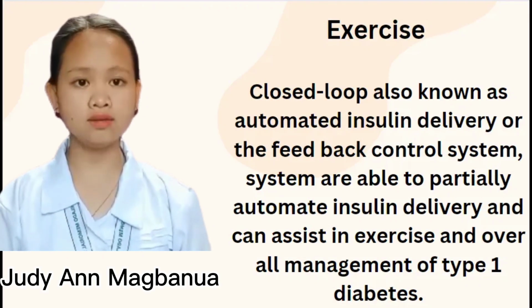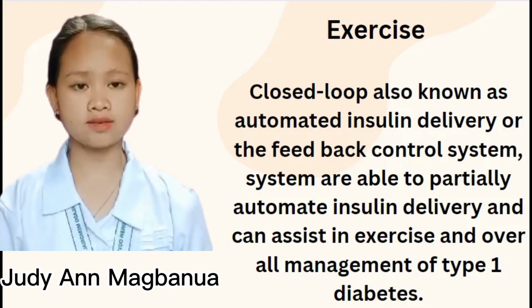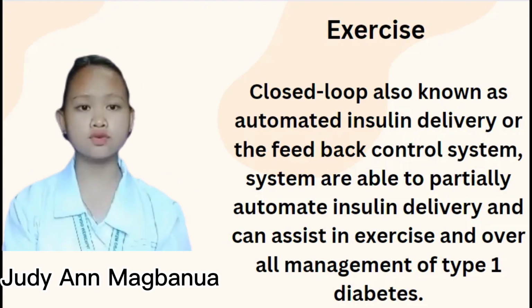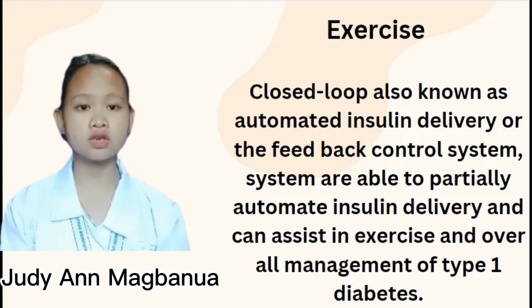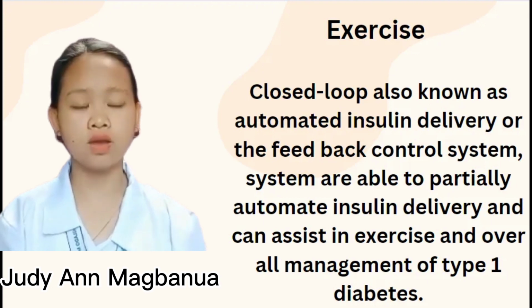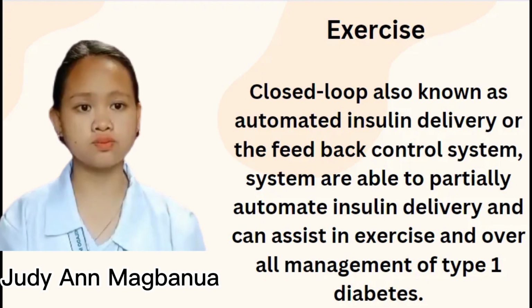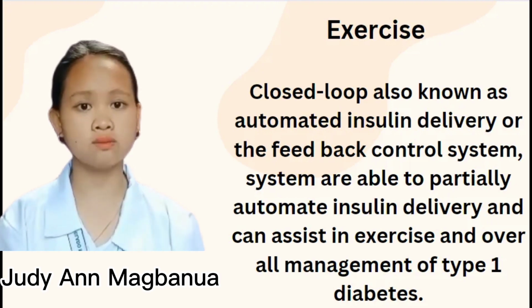Good morning, everyone. To continue the report, I will discuss closed loops and their application for exercise. Closed loop, also known as automated insulin delivery or the feedback control system, is able to partially automate insulin delivery and can assist in exercise and overall management of type 1 diabetes. Open loop and closed loop systems have 3 levels, but we must focus on closed loops. Closed loop theory explains slow movement well, but not fast movement.